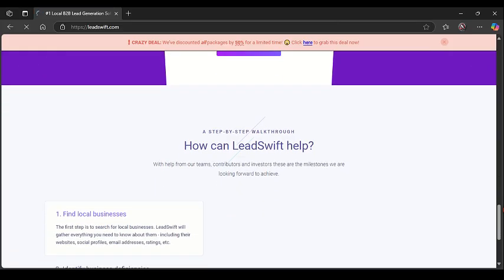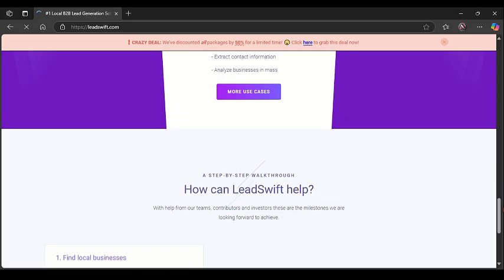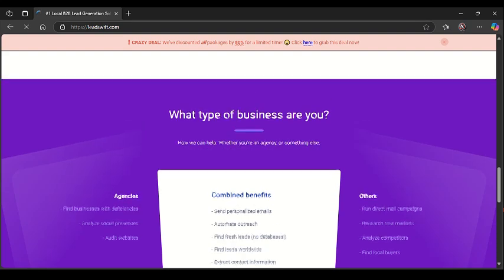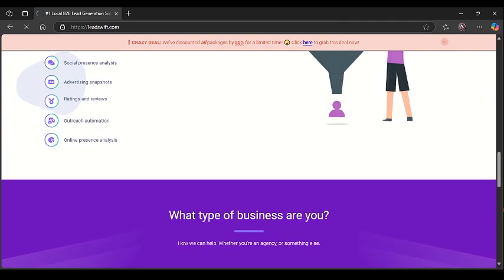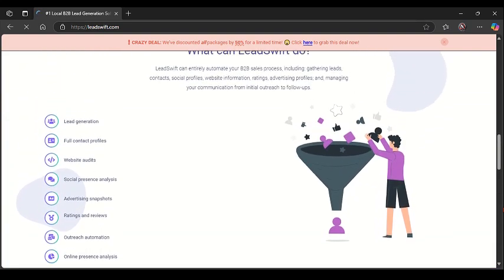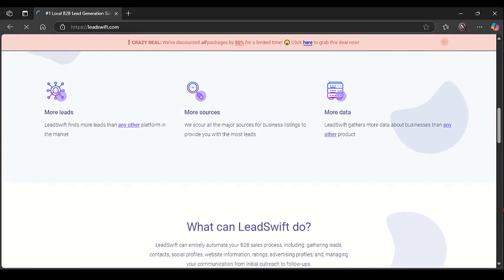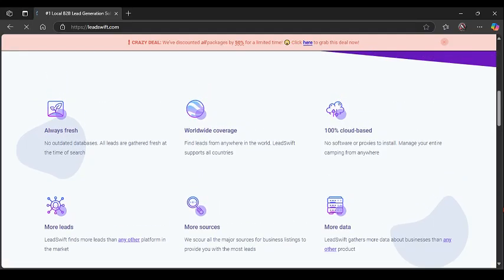And here are the key best features of LeadSwift. They offer the lead generator with a website auditor and also a social presence analyzer, which make the work super effective, with an advertising snapshot. So that's it.